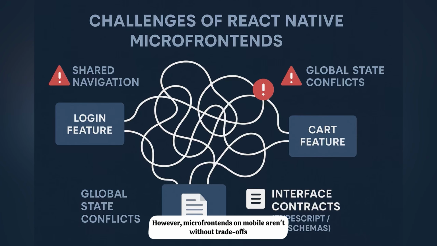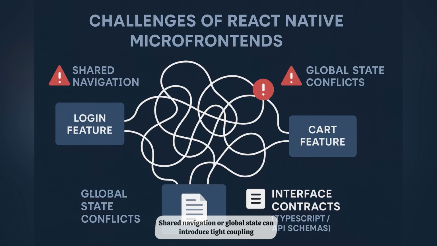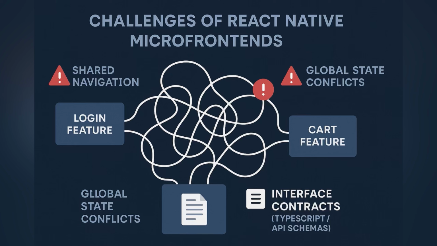However, microfrontends on mobile aren't without trade-offs. Communication between modules becomes complex. Shared navigation or global state can introduce tight coupling if not managed well. You'll also need robust interface contracts, possibly even using TypeScript interfaces or API schemas, to avoid versioning conflicts between modules.